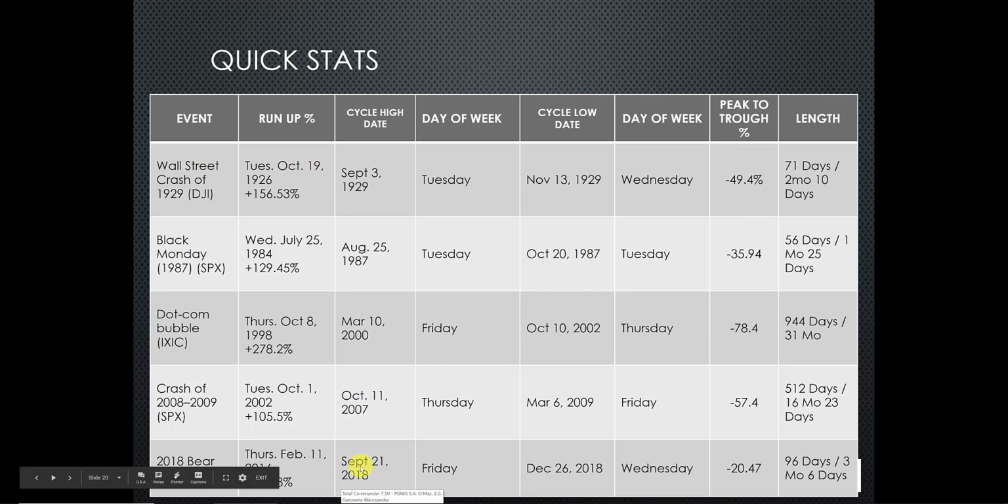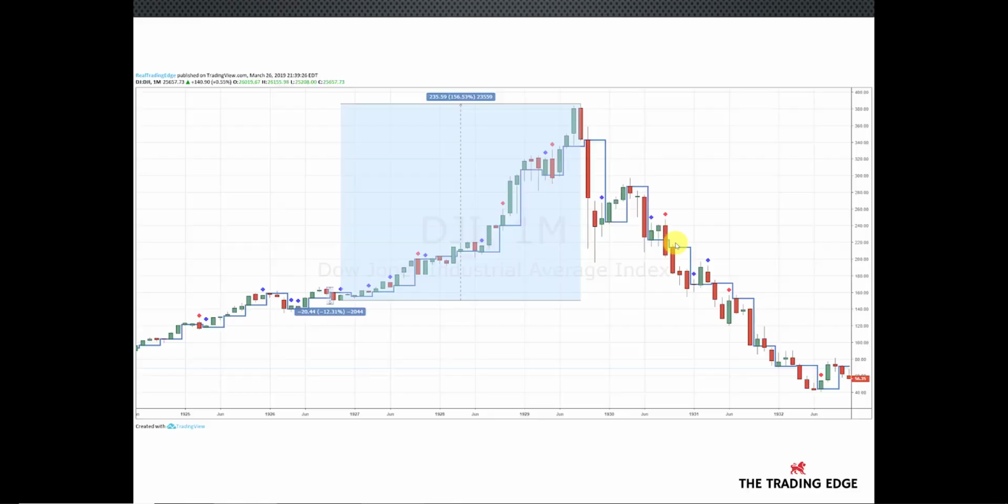Okay, so you can see here, the cycle high was hit when we just recently peaked out last September on the 21st. Then the low was put in on the 26th of December. So a 3-month pullback there, even though the majority of the selling happened in the month of December. We'll show you that in a few moments.